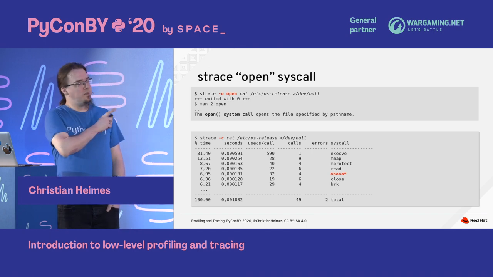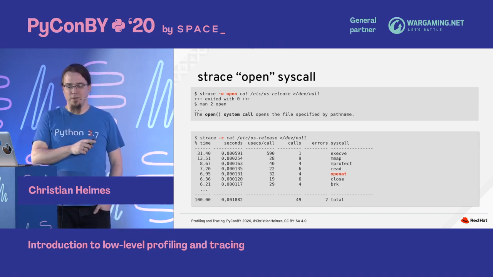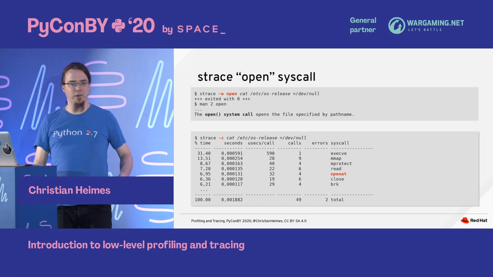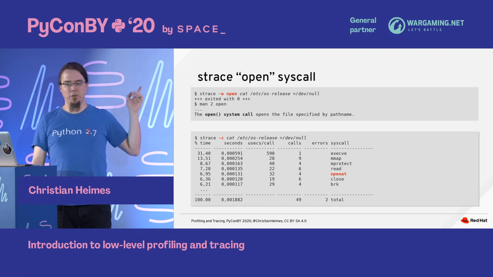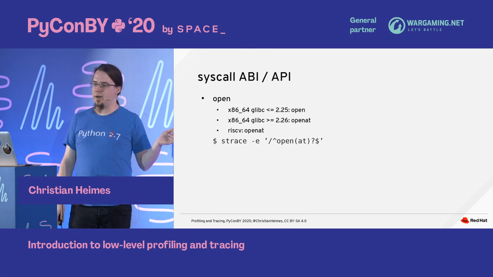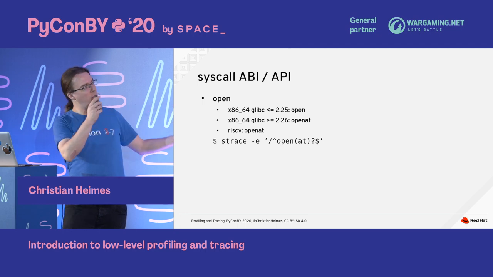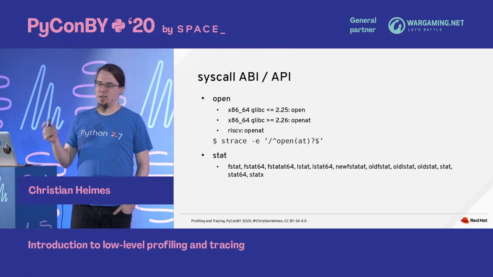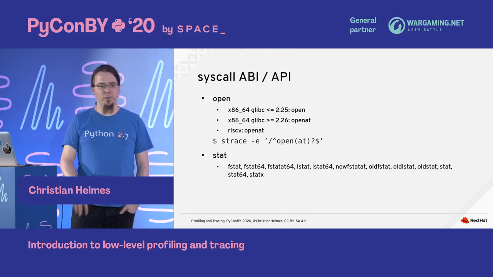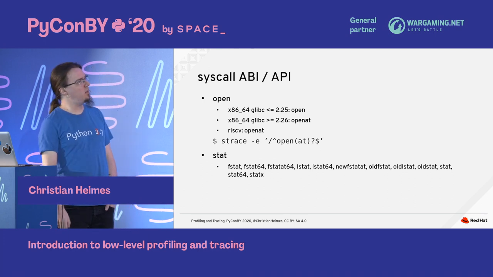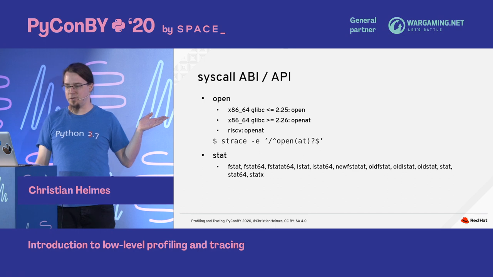Strace doesn't show C functions, it shows system calls, and there are different system calls for different tasks, and often multiple system calls do similar things. A couple of years ago, glibc changed from using open to openat, which is the newer variant of open. So there are ways to use regular expressions to work around that if you want to do tracing, but it gets more complicated with stat. Stat gives you information about a file, like last modification timestamp or size, and there can be lots of different kinds of stat, even depending on your platform, CPU, and architecture.